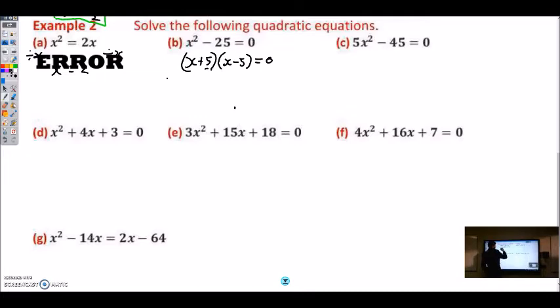Which gives us two solutions, either x plus 5 equals 0, and x is equal to minus 5, or x minus 5 is equal to 0, in which case x is equal to 5.